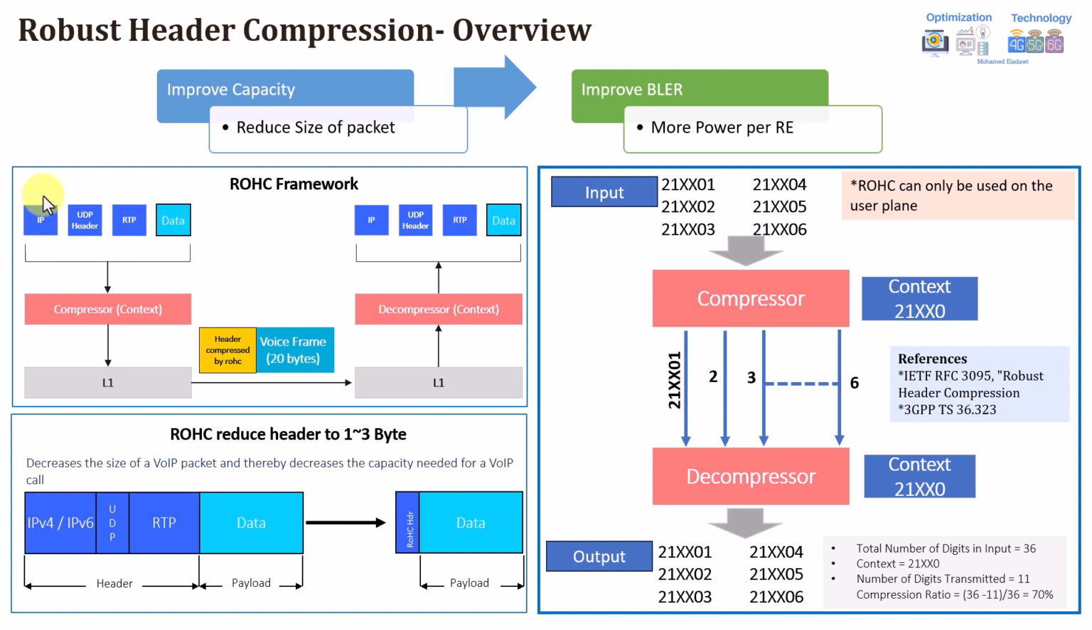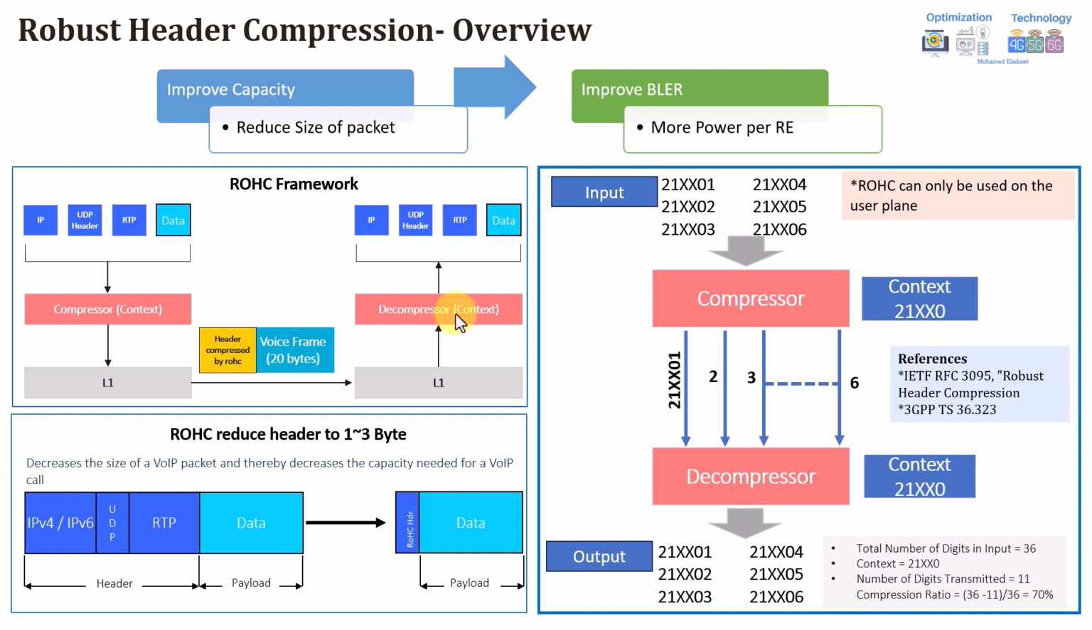For example, this packet has a specific sequence. If you can see here, this packet, for example, is 21XX01. So we found that there are some static numbers within the packets. These are all the packets: 21XX01, 21XX02, and till 06. And the compressor will understand that the context of this one is 21XX0. So they will establish the context between the compressor and the decompressor. The first one will be sent as it is. Then they will establish the context, which is 21XX0, as highlighted here.